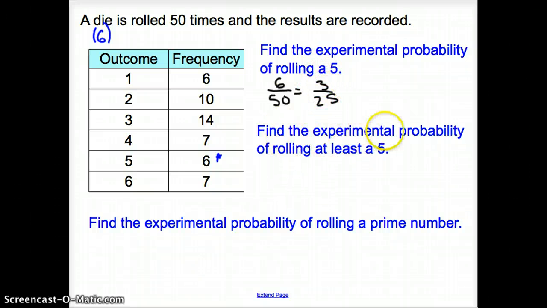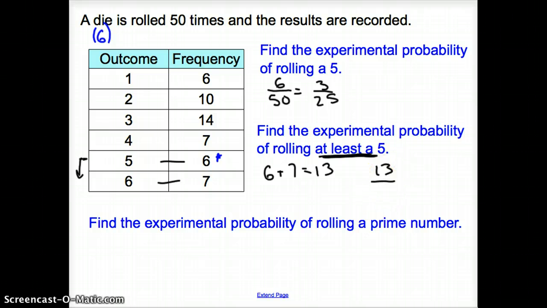Next, we are asked to find the experimental probability of rolling at least a 5. What does that "at least a 5" do to the question? Well, at least a 5, we want a 5 or greater than. So we want a 5 or more than a 5. Our frequency for a 5 is 6, and what if we roll a 6? That's going to be 7. So the total number of rolling at least a 5 is 13. Well, 13 out of a total of 50 would be our final answer.